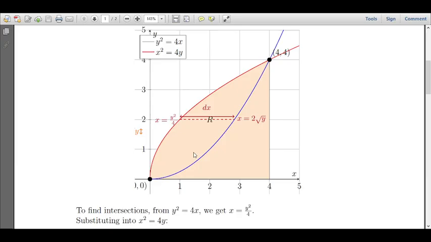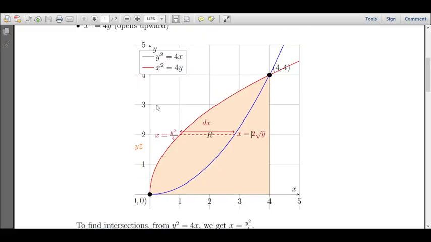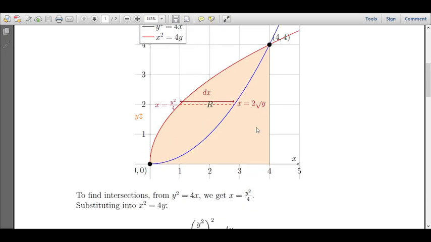And what are the y limits? If we are going vertically, y varies from 0 to 4. If you move vertically, y varies from 0 to 4 because the maximum point is 4. So y varies from 0 to 4, x varies from y square by 4 to 2 root y.